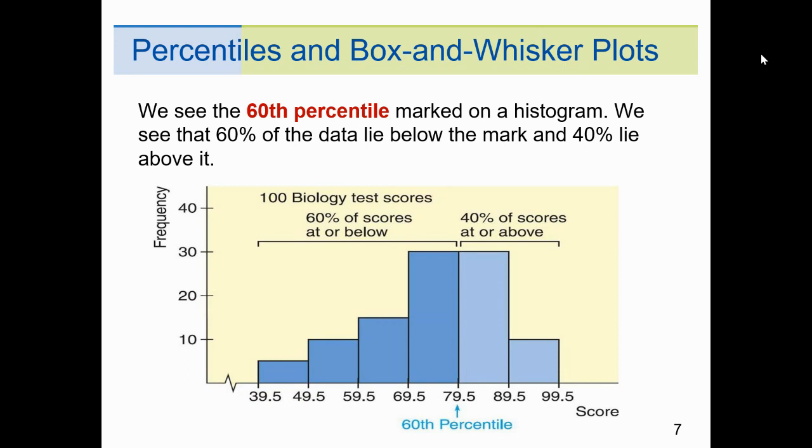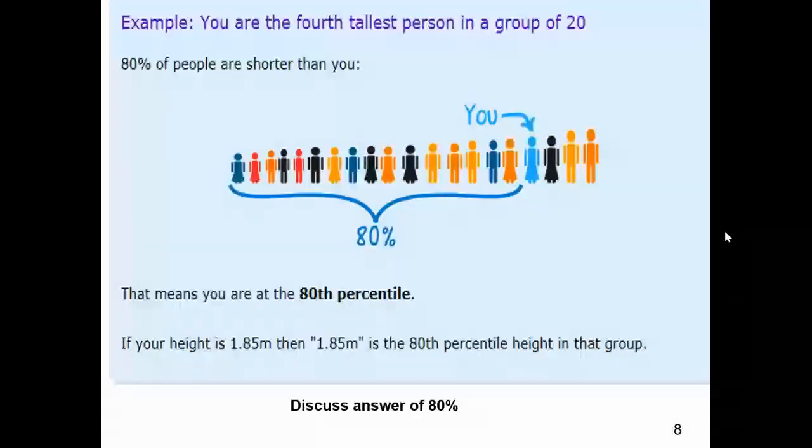We see the 60th percentile that's marked in this histogram, we see that 60% of the scores on a biology test. If you received, let's say, a 79.5 and you were told that that score was in the 60th percentile, what that implies is that you did better than 60% of anybody else who took the test. Unfortunately, 40% of the class did better than you. All right, relative position. If your score is in the 60th percentile, 60% of the scores were at or lower than yours, and 40% were at or above your score.